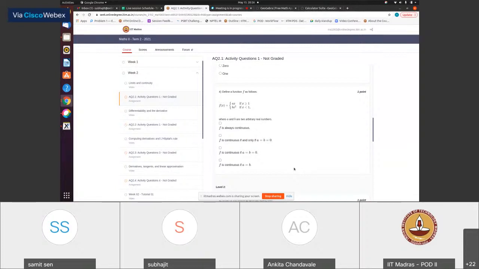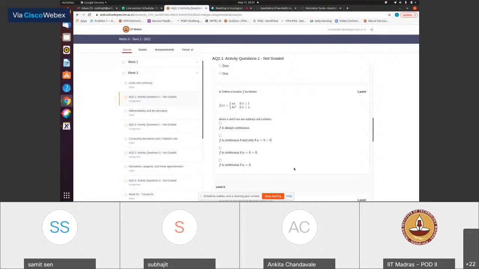This is a piecewise function with two pieces, and each piece is continuous. For x strictly greater than 1, the function is continuous, and for x strictly less than 1, the function is continuous. So we don't have to check anything there. The only problem arises when x is equal to 1, so we have to check only that point. Is it clear? Yes, sir.